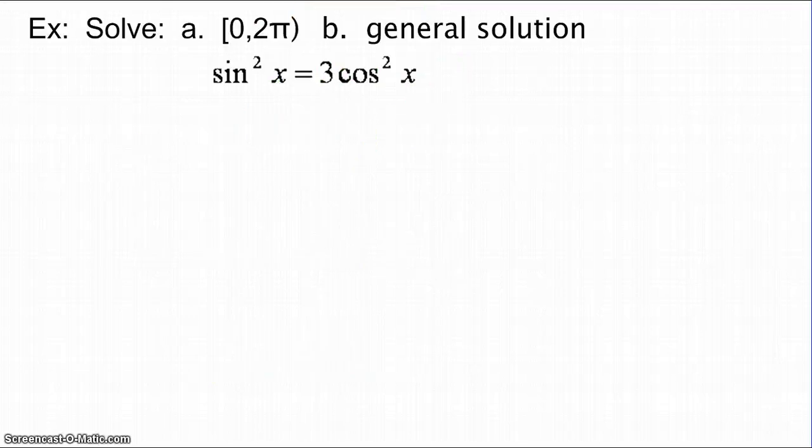Okay, next one, I want you to solve sine squared x equals 3 cosine squared of x. You will have to use identities here to get this in terms of a single trig function. That's your hint. So find the explicit solution between 0 and 2 pi, find the general solution, pause the video, unpause it when you're ready to check your work.